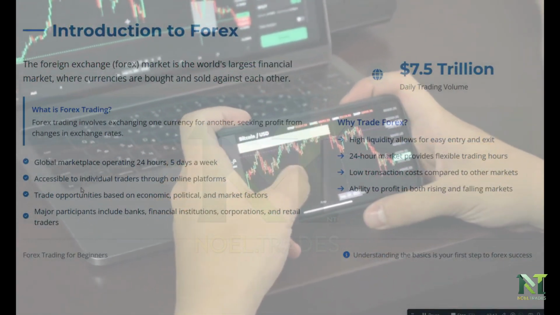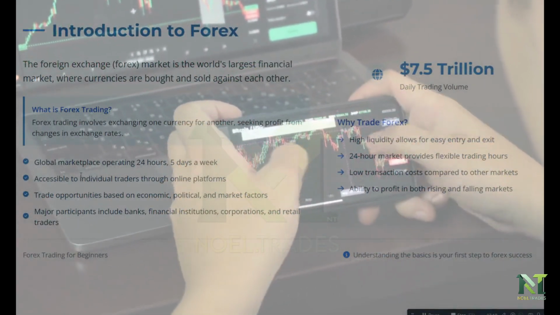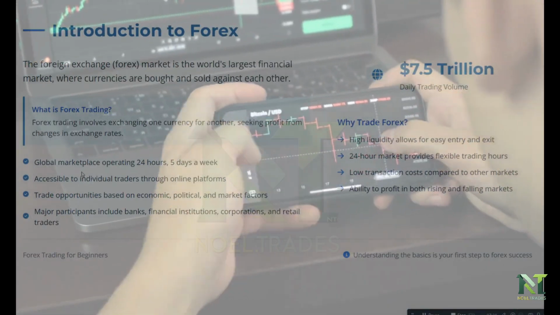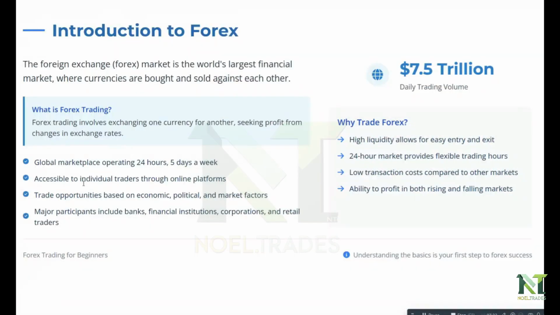So long as you have a phone and an internet connection, you'll be able to trade the forex market. You can trade opportunities based on economic, political, and market factors. Economic factors are like the tariffs that Trump and whatever, and the political aspects like when they are voting and those kinds of things. As I'm talking to you, there are tariff wars, so you can also capitalize on that opportunity.